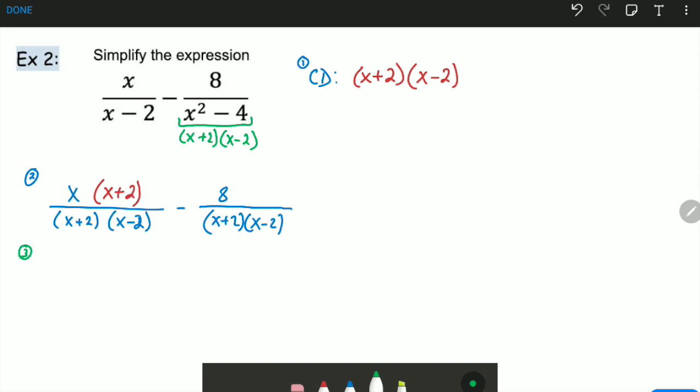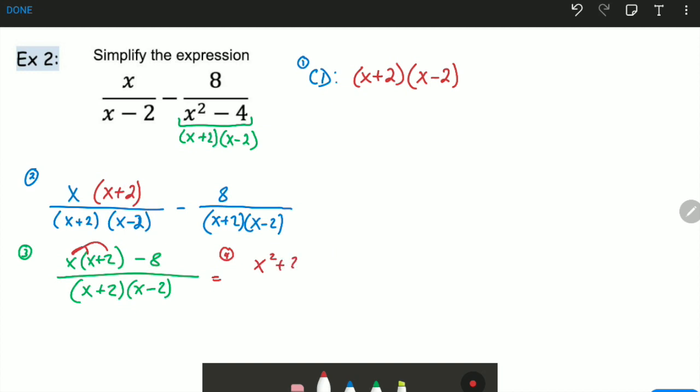Now, before I start simplifying, I'm going to write it as one fraction. So we're going to have x times x plus 2 minus 8. And on the bottom, we have our common denominator of x plus 2 and x minus 2. I'll simplify the top. So distributing it out, we'll have x squared plus 2x minus 8 over my common denominator of x plus 2 and x minus 2. There's no like terms to combine, so we should check for the last and final step.